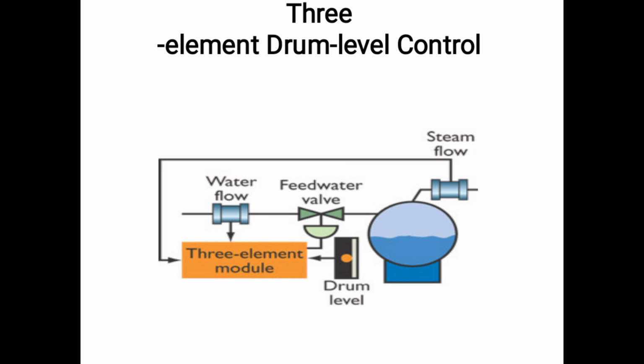So these elements play a vital role in the swelling and shrinking effect. Shrinking effect means when the load demand decreases, the boiler drum pressure increases, and then the boiler drum level becomes suppressed and goes down. So in this case, the steam flow transmitter plays a vital role and tells the controller what the steam demand is, and according to the steam flow and steam demand, water is permitted inside the drum.